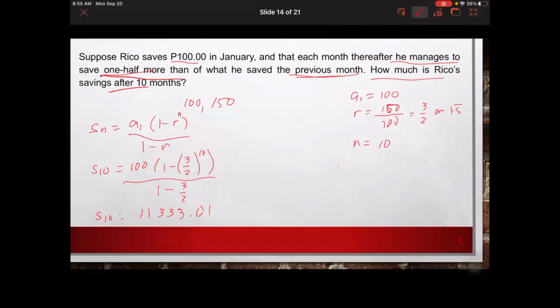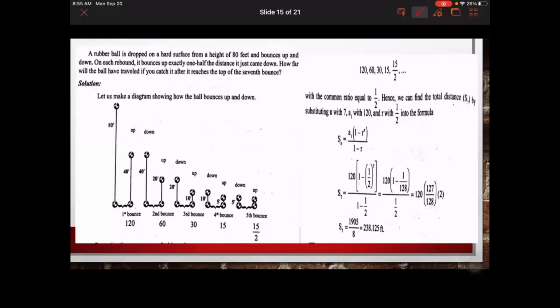How about the others? Do you have the same answer? Bien, what's your answer? Same? Same po. Okay, so you will have 11,333.01 pesos as the savings of Rico after 10 months. So, yun po yan. Question? Yan naman. So, let's have the number 2.